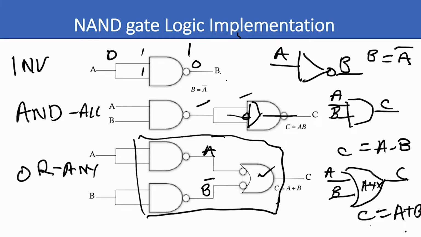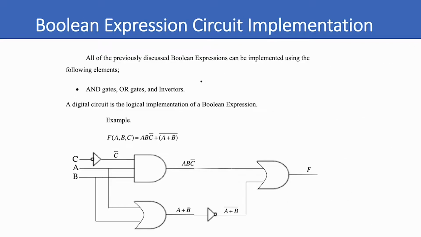Okay, so we've implemented the 3 basic gates, inverter, AND, and OR, with NAND gates. So we can use NAND gates to do anything we want in these Boolean implementations. Like we just discussed, we can implement any circuit with AND gates and OR gates and inverters. Here's an example of a circuit that we've implemented using this Boolean expression right here.